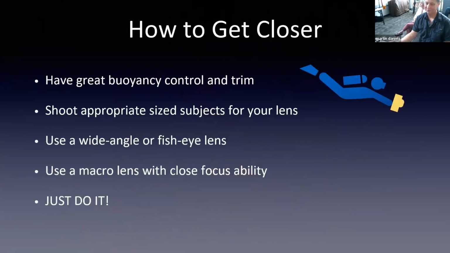So how to get closer? First, you need really good buoyancy and trim. Trim is the angle at which you're in the water, swimming along. If you're naturally swimming along and your feet are down, constantly kicking to keep up, that's not good trim, okay? As a photographer, you want to be horizontal in the water, and that allows you to get very close to your subjects on the reef.